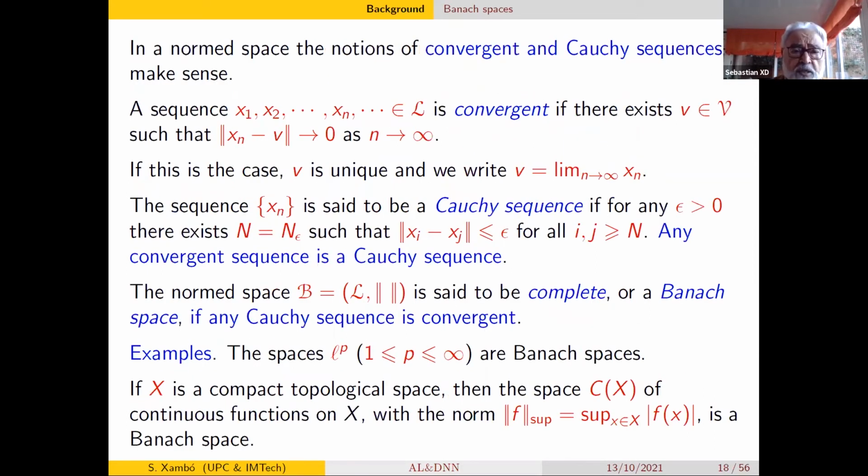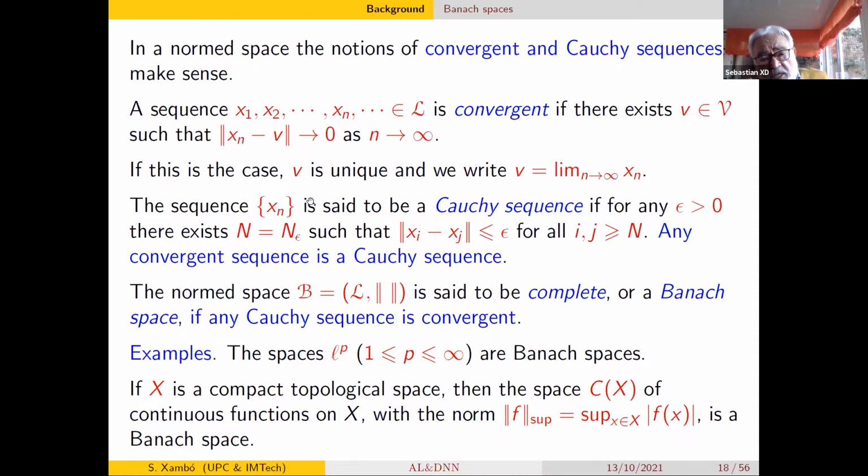Now for the Banach spaces. In a normed space, the notions of convergent and Cauchy sequences make sense. A sequence, let's review this a little bit. A sequence x_1, x_2, ..., x_n in L is convergent if there exists a vector v such that the norm of the difference, x_n minus v, goes to 0 as n goes to infinity. If this is the case, v is unique, and then you write that v is the limit of this x_n.